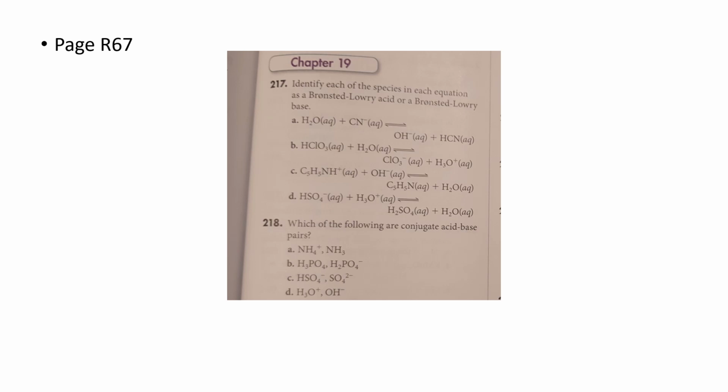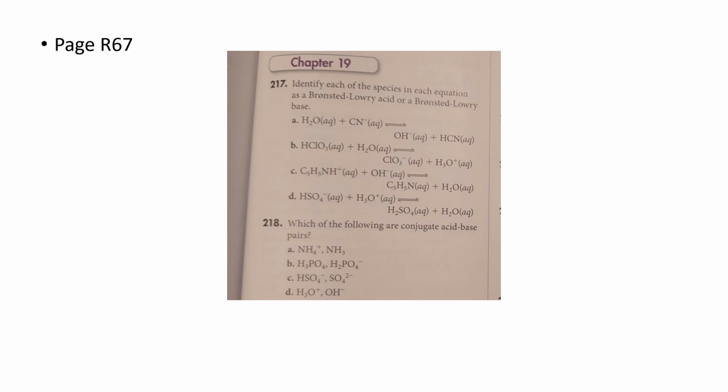Part D, HSO4 on the other side of the arrow becomes H2SO4. So it is accepting a proton, which means that HSO4 with the negative charge before the arrow is going to be a base. H3O plus is the acid. On the other side of the arrow, H2SO4 is our acid and H2O is our base.